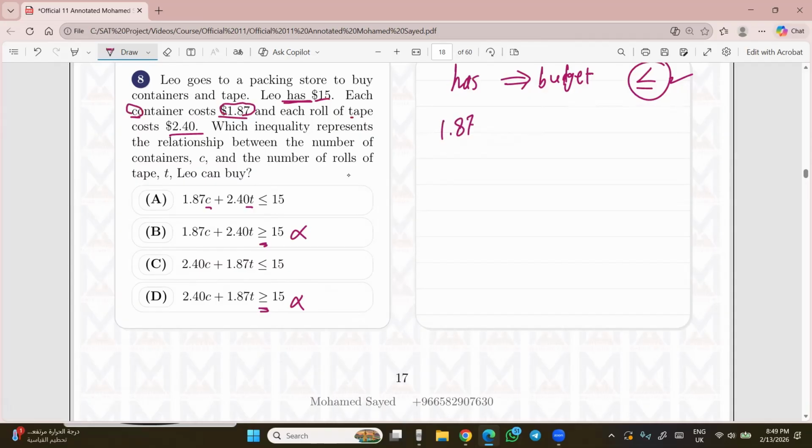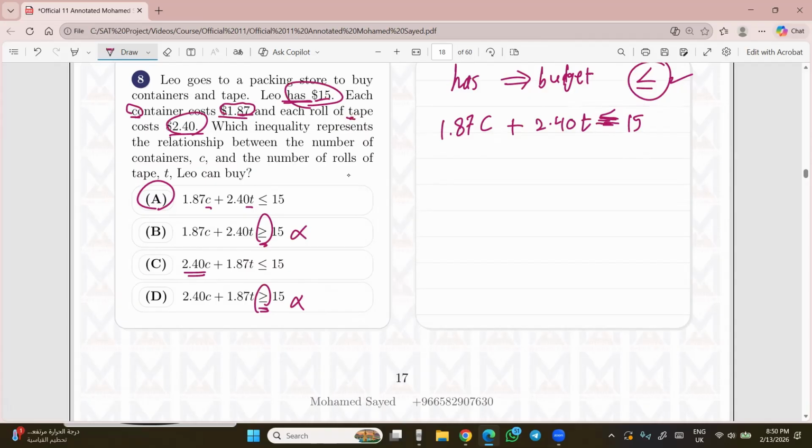So 1.87C plus. Why plus? Because we have this and we need to spend them all. 2.40 for the tape, so 2.40t. And then the total should be less than or equal to 15. That's our inequality, which is, as you can see, letter A. So we cannot mix them up and we cannot make it greater than or equal. We cannot mix them up and write 2.40 with C, because 2.40 comes with the T, the tape.